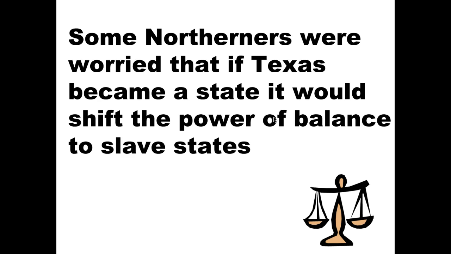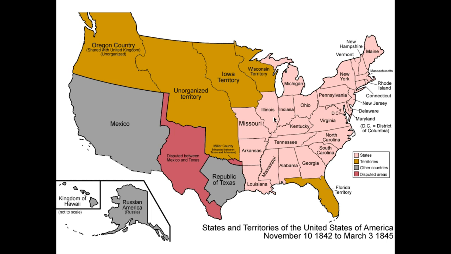Slave plantation type things would be extended into Texas. And so the big question is, what if Texas becomes part of the United States? Would it be a slave state? So this is the map. This is the United States at the time. This is the Republic of Texas. This is all that disputed land we talked about.